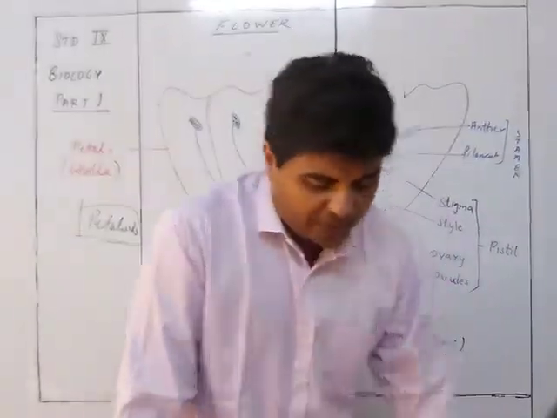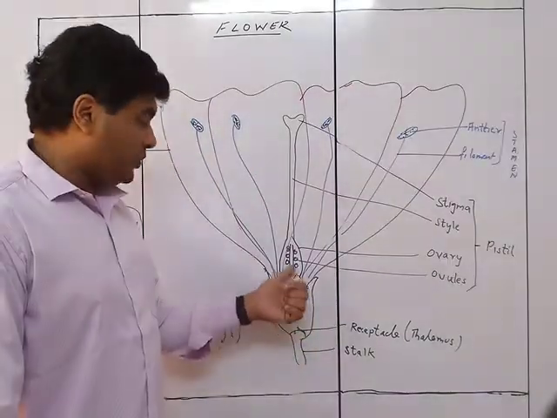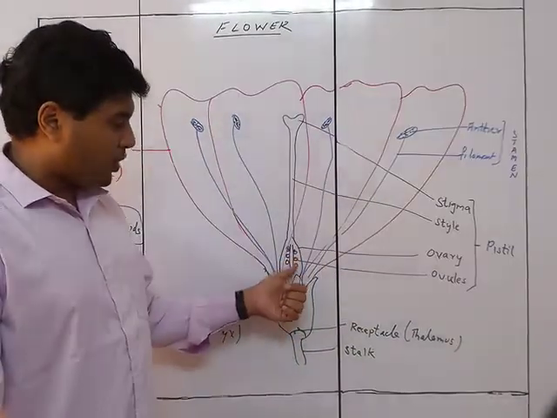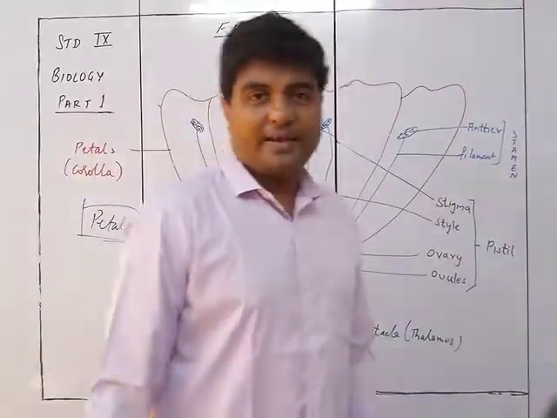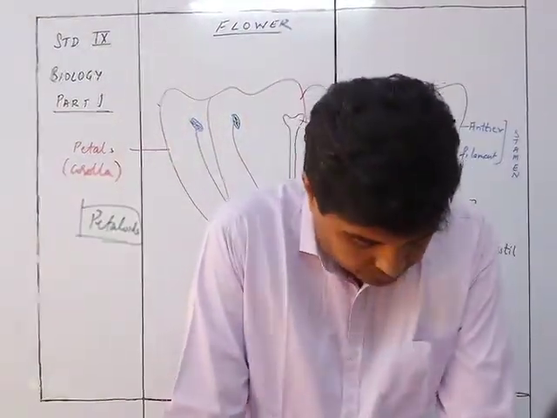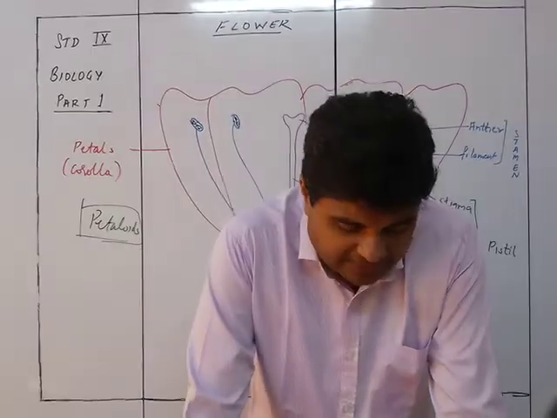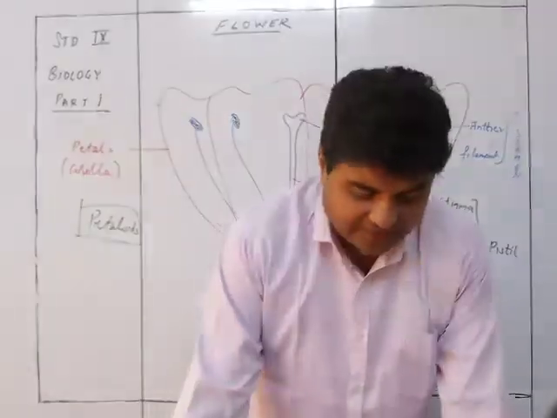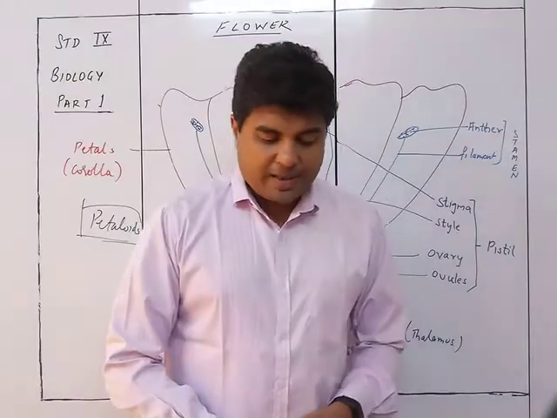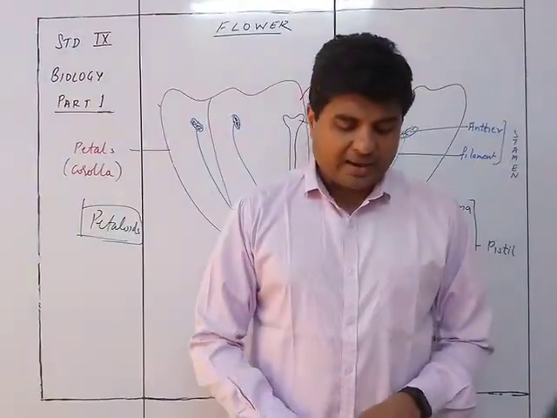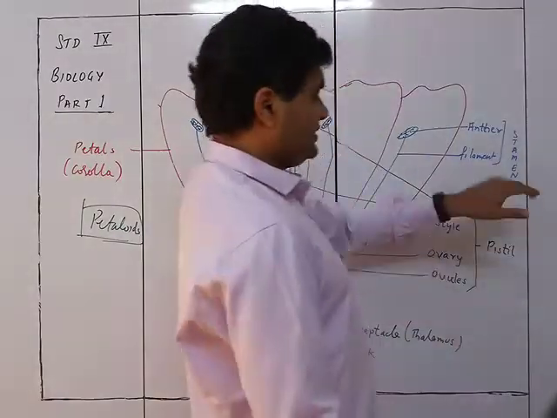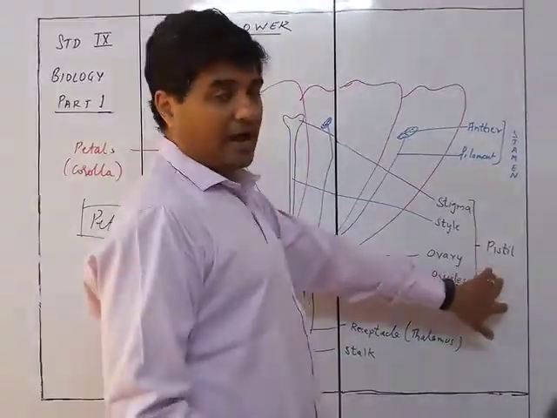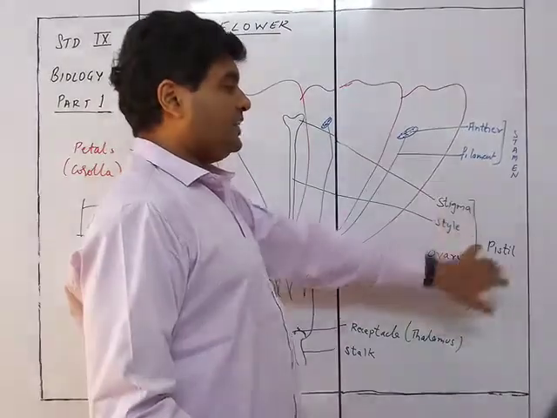The ovary of the carpel bears the ovules. We have seen the ovules over here. These are the small balls which are there. So the ovary contains the ovules. The ovary of the carpel bears the ovule, which encloses the egg cell, that is the female gamete. The stamen and the carpels are the male and the female parts of the flower respectively. So accordingly we see that the stamen and the pistil or the carpel are the male and the female parts of the flower respectively.